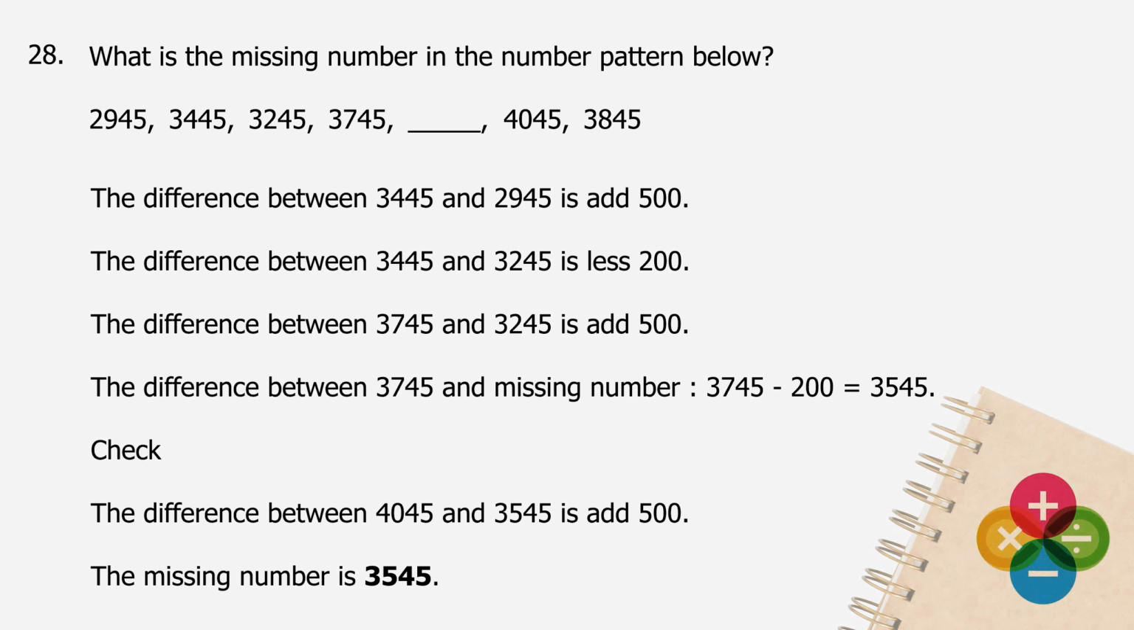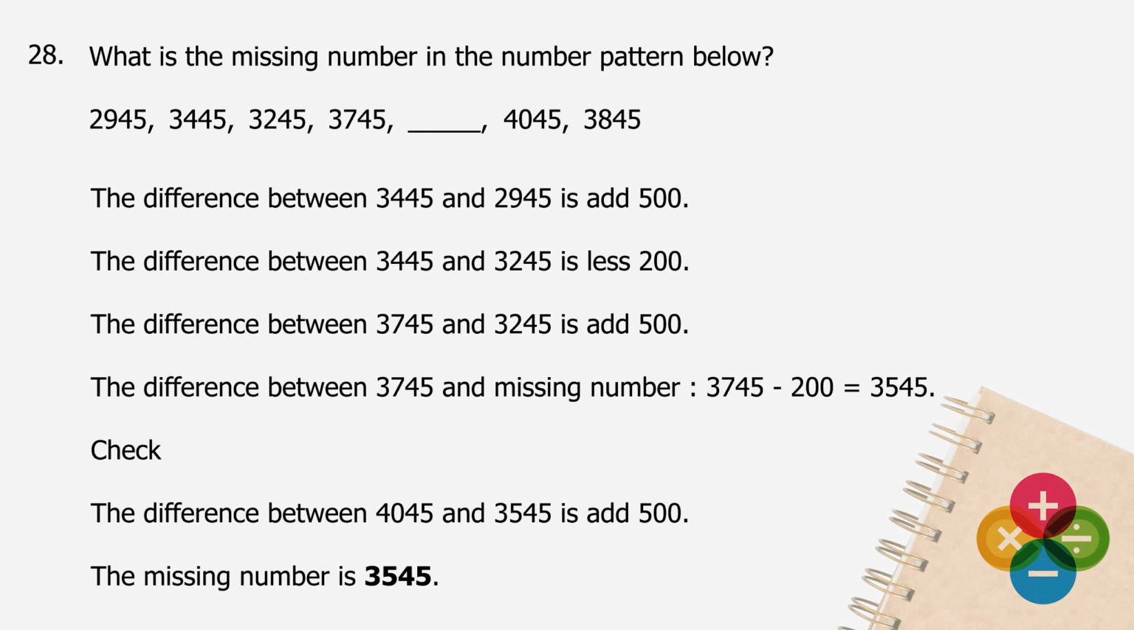The difference between 3445 and 2945 is, add 500. The difference between 3445 and 3245 is, less 200. The difference between 3745 and 3245 is, add 500. The difference between 3745 and the missing number will be, subtract 200 from 3745, and the difference is 3545.